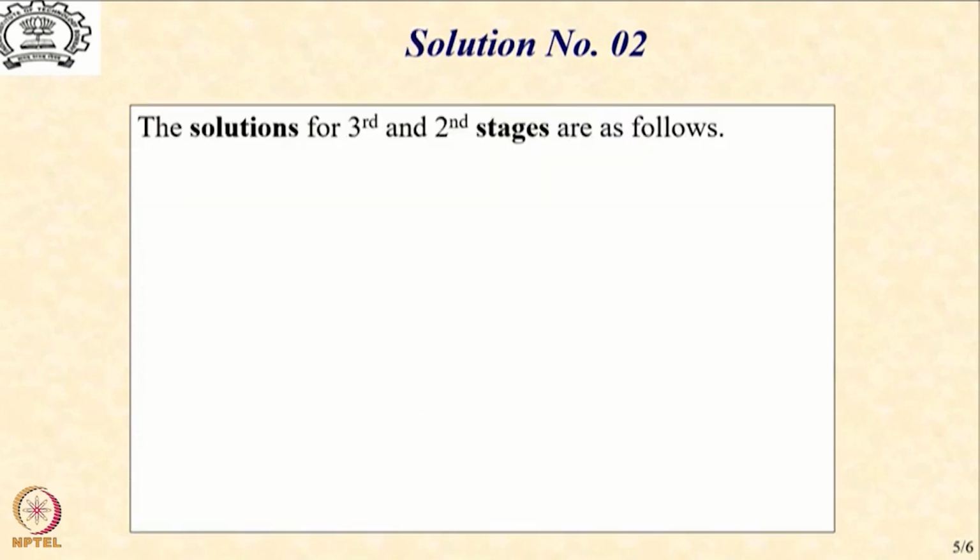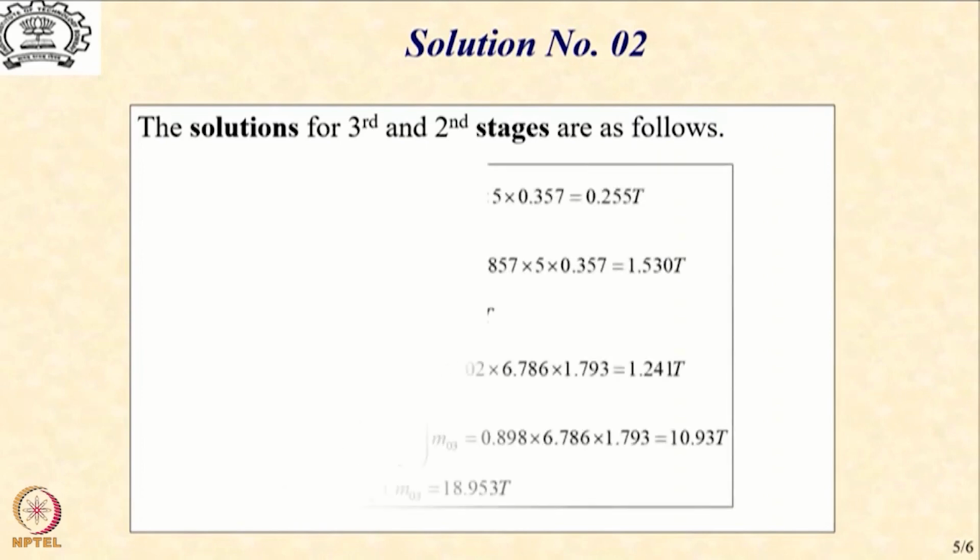So, as we have seen in our lectures, the mass configuration of a rocket begins from the top. So we start from the third stage first, then move over to the second stage, then move over to the first stage, and then we get the total lift-off mass. So let us first look at the solutions for the third and the second stages as follows.